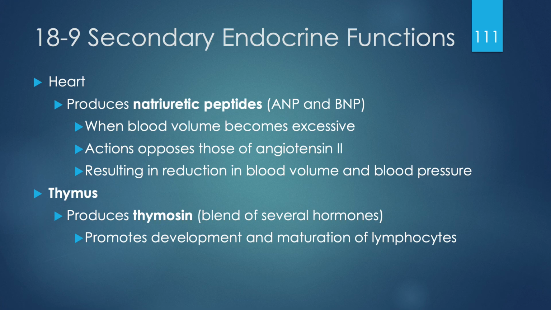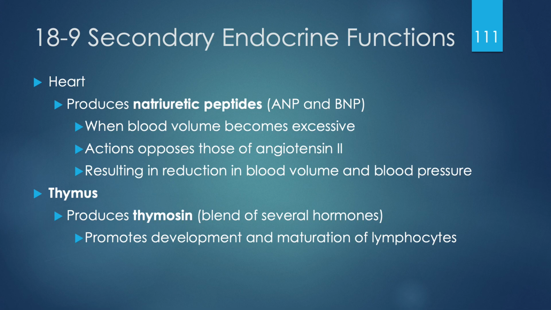The heart also has a secondary endocrine function. And so what happens in the heart is that natriuretic peptides ANP and BNP can be produced whenever the blood volume becomes excessive. And these actions are going to be exactly the opposite effect of angiotensin II. So the result of these natriuretic peptides is to reduce the blood volume and also to lower blood pressure.